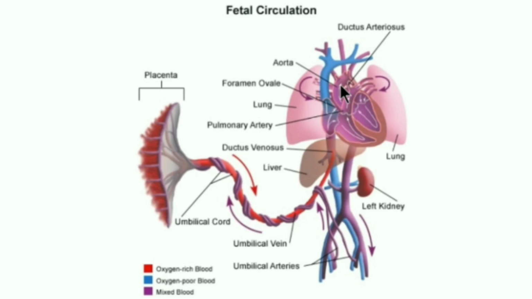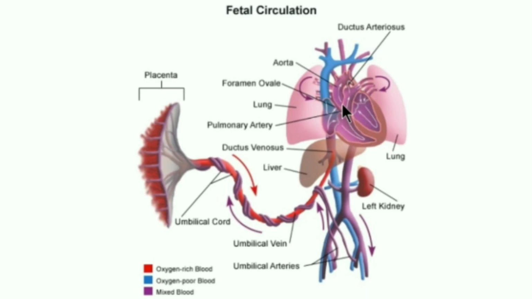Blood from the pulmonary artery shunts into the aorta, the descending aorta. So the majority of the blood from the right ventricle enters the aorta through the ductus arteriosus. That is why the ductus arteriosus is an important structure. Other very minimal blood enters the lungs and comes back to the left atrium through the pulmonary veins.